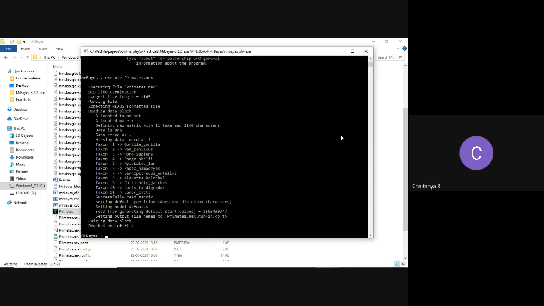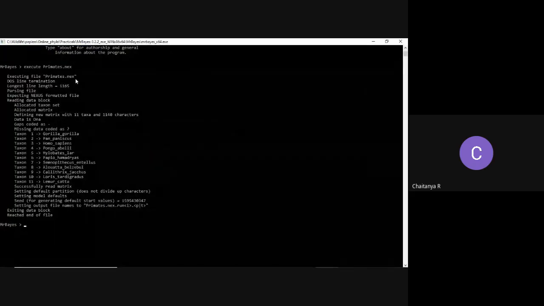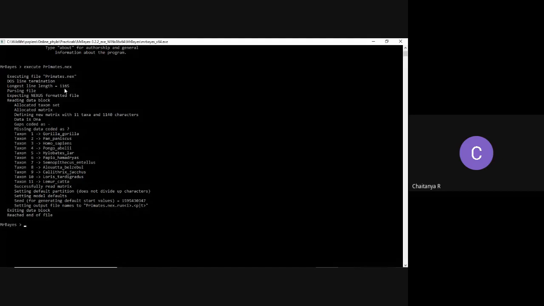So a bunch of things have happened here. It says executing the file primates.nex. Longest line length is 1165. It shows you a few of the variables that are already set in MrBayes, and it says defining new matrix with 11 taxa and 1140 characters. So basically, this should match your data set. If it does not match your data set, there is some problem with your nexus file, and you probably have to recreate your nexus file.